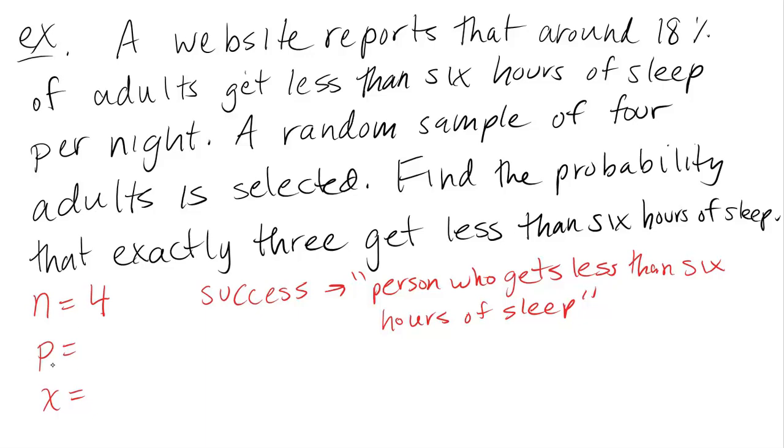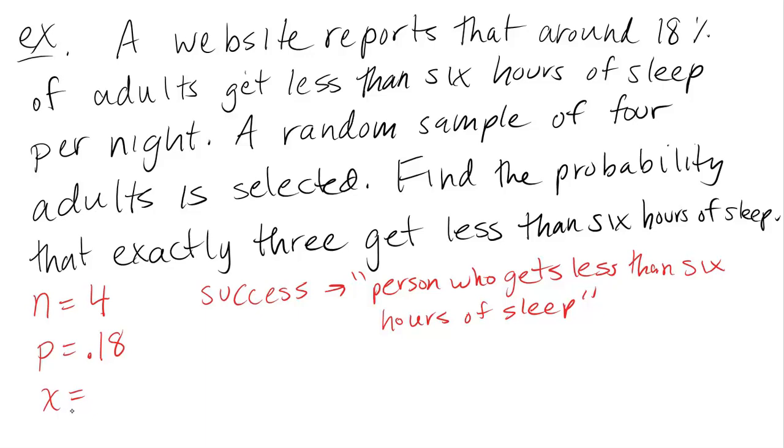P, for example, is the probability of a success. So what is the probability that you select a person who gets less than 6 hours of sleep? Well, 18% of all adults get less than 6 hours of sleep per night. And so if you randomly select a person, the probability that they get less than 6 hours of sleep is 18%. For the calculator's purposes, we'll want to enter that as a decimal or a fraction. I would use the decimal 0.18. That's the probability of success because we've declared a success as somebody who gets less than 6 hours of sleep.